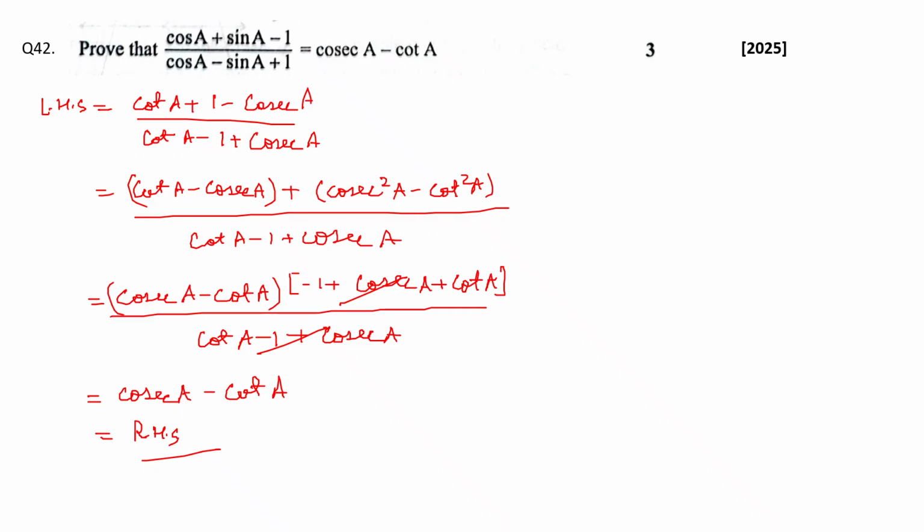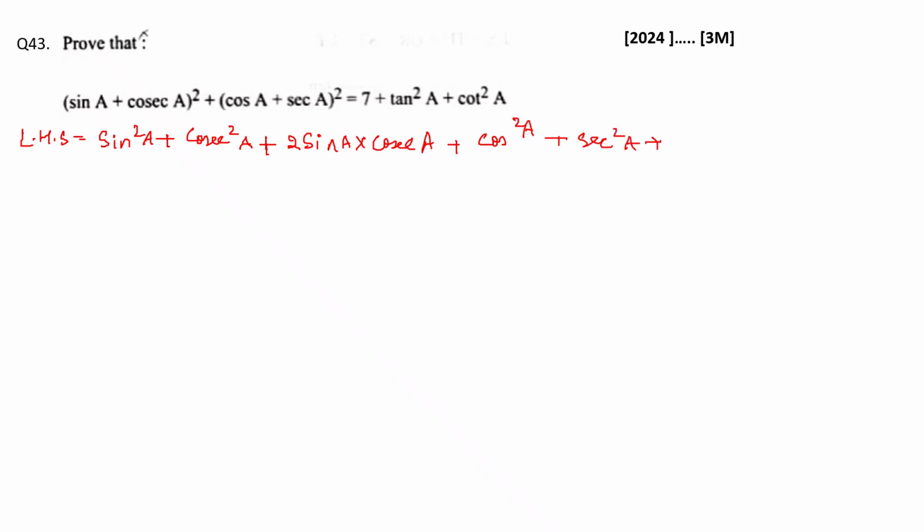Now moving to question 43. Question 43: prove that (sin A plus cosec A) whole square plus (cos A plus sec A) whole square equal to 7 plus tan square A plus cot square A. So take the LHS, sin A plus cosec A, and use the (A plus B) whole square identity. So it will become sin square A plus cosec square A plus 2 times sin A into cosec A plus cos square A plus sec square A plus 2 cos A into sec A.